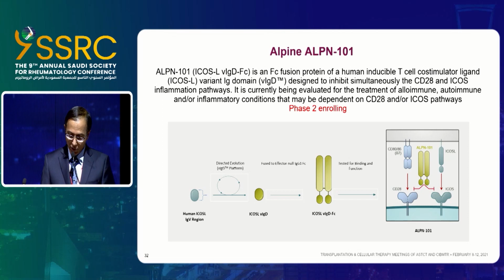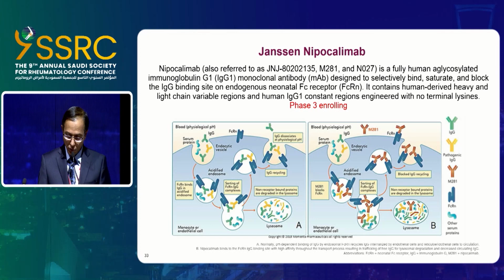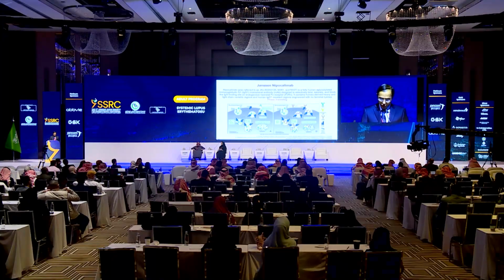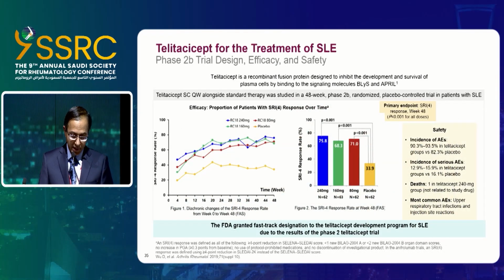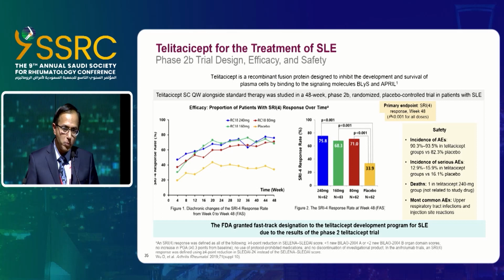And this alpine molecule is actually a fusion protein, which acts on ICOS, and it blocks simultaneously the CD28 and ICOS ligation, as you see in the picture on the right-hand side. So by blocking the co-stimulation, almost like abatacept, as you know in rheumatoid arthritis, it ameliorates lupus. Nipocalimab also is a fully human glycosylated immunoglobulin antibody that binds to the neonatal Fc receptor, and it is genetically engineered with no terminal lysine, and that helps to abrogate the immunostimulation.